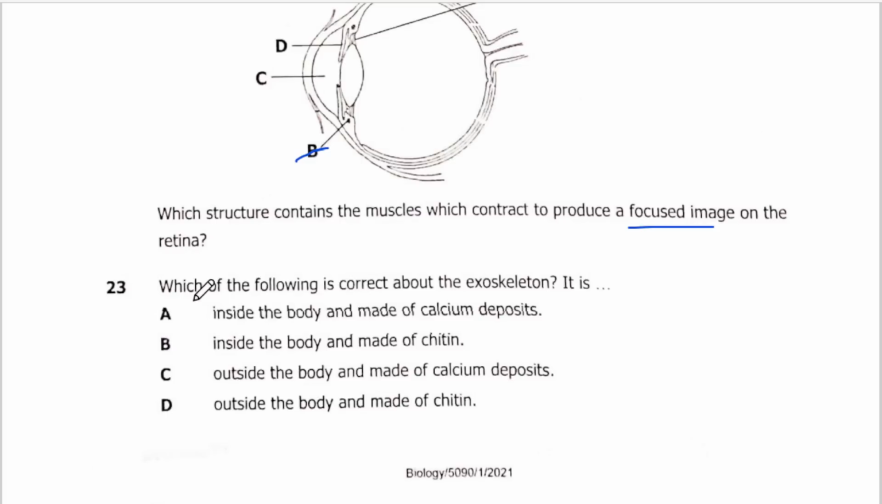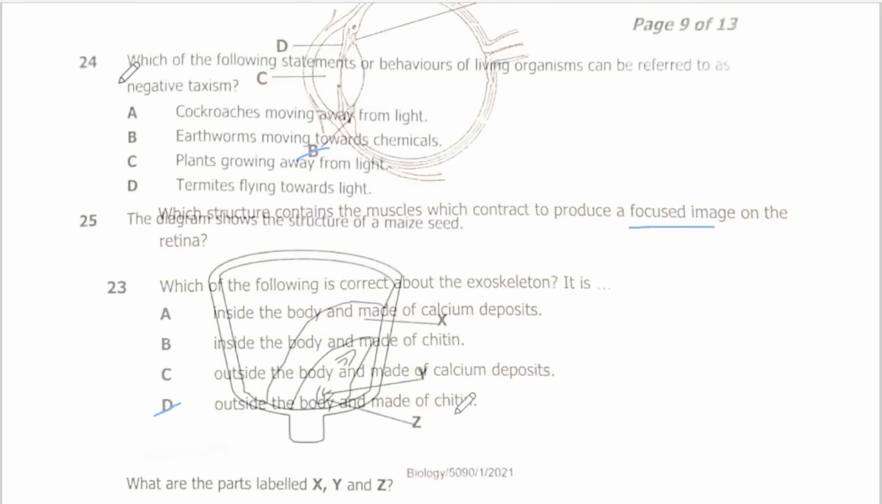23. Which of the following is correct about the exoskeleton? A, inside the body, no. Exoskeletons are found outside, from the word exo. B, inside the body, again, no. C, outside the body and made up of calcium deposits, no. The exoskeleton is made up of chitin. So the correct answer here is D. It's outside the body and also made up of chitin.